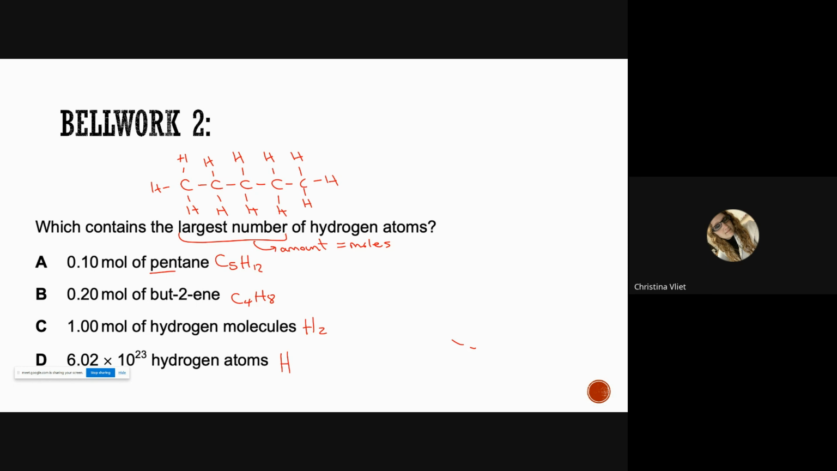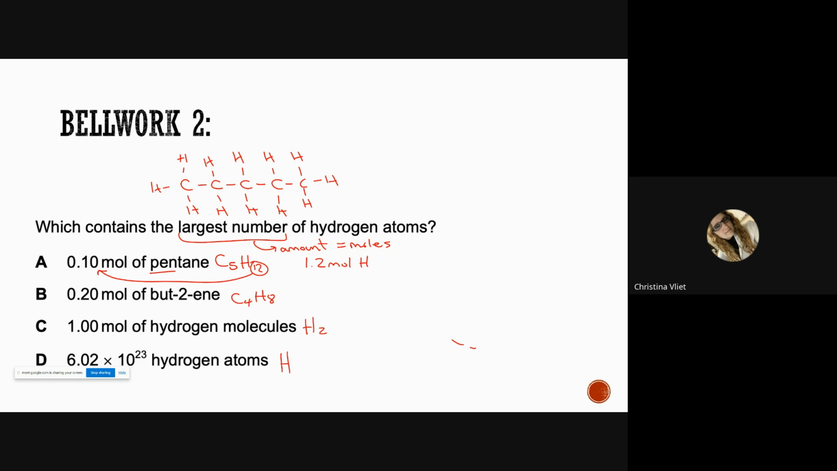So the first one, 0.1 moles of pentane has how many hydrogens? 12. Every pentane has 12. So how many moles of hydrogen would there be in total? What would you do? You would do 12 and multiply by 0.1. Does that make sense? If every one pentane has 12 hydrogens, there should be 12 times the amount of moles of hydrogen than the amount of moles of pentane. So this would give us 1.2 moles of hydrogen. That's the first one.